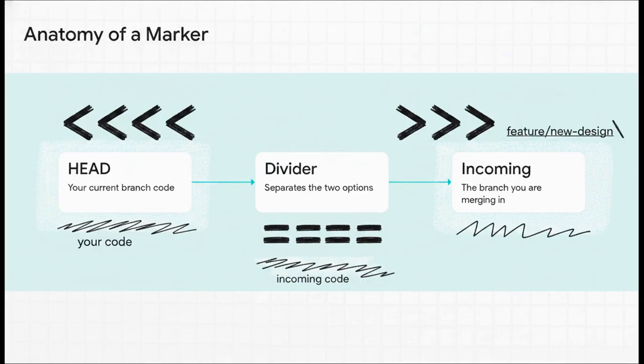Capped off by the greater than signs and the branch name. And honestly, that's it. It's just Git saying, hey, here's what you have and here's what they have. Please pick what you want.